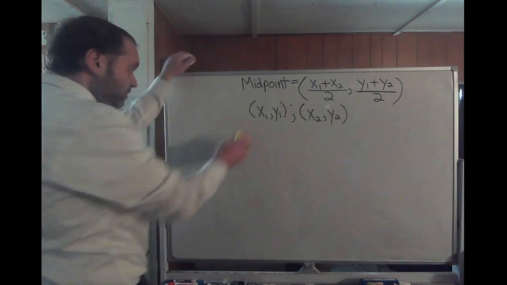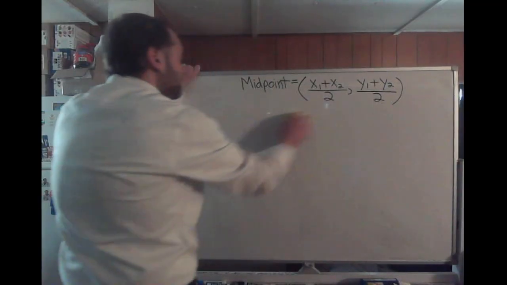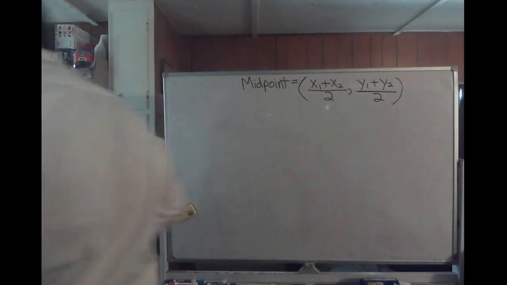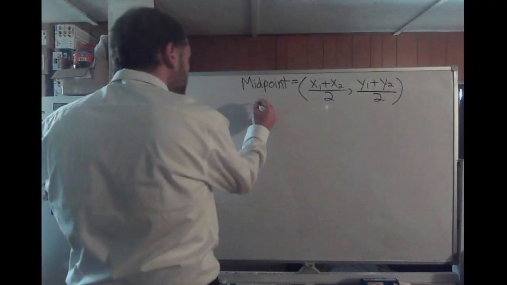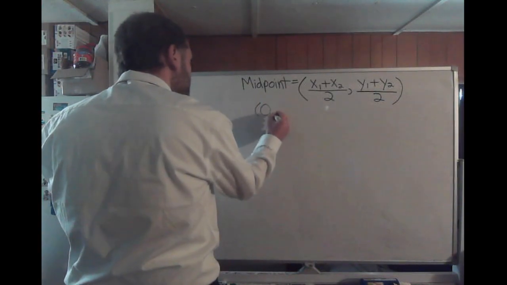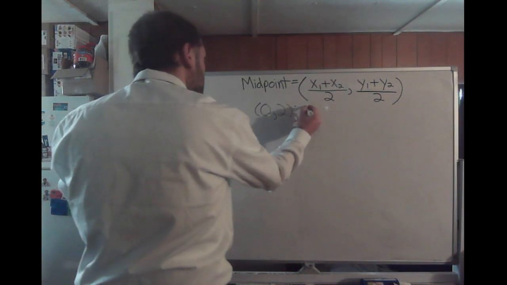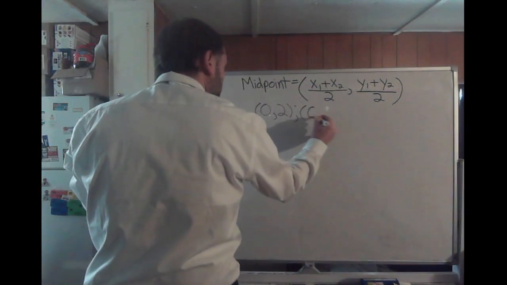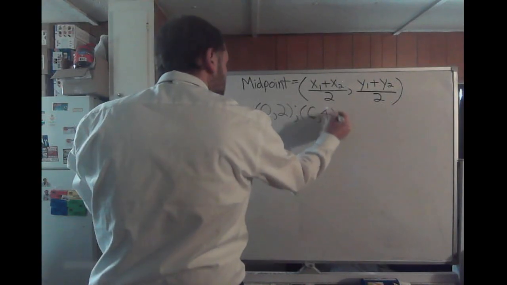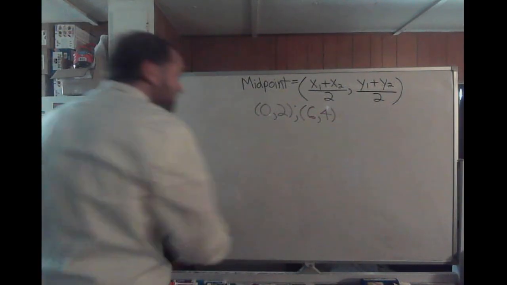So we're going to do 6 problems here, and it's going to be real simple, really easy. Find the midpoint of 0, 2, and 6, 4. So we are being asked to find the midpoint of 0, 2, and 6, 4.